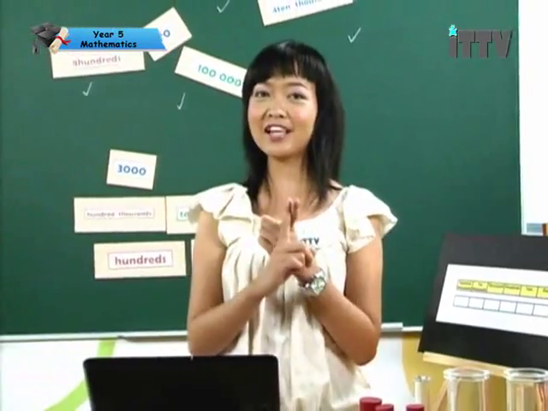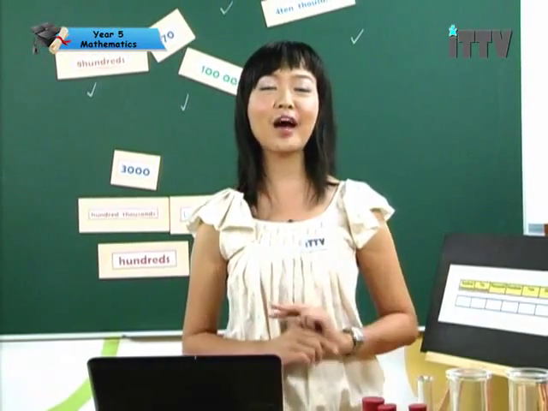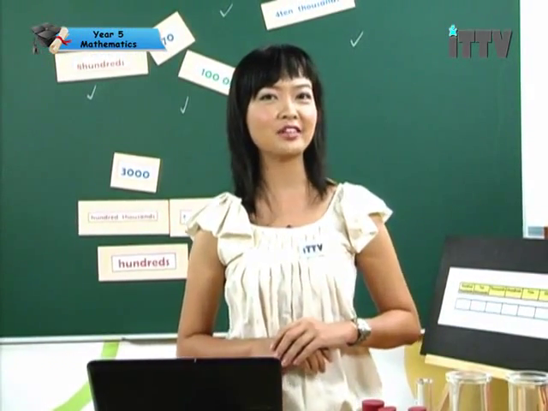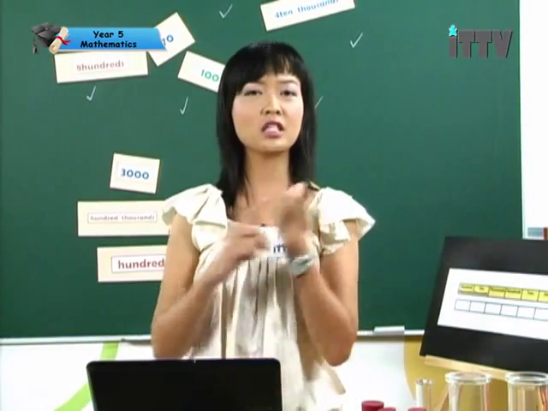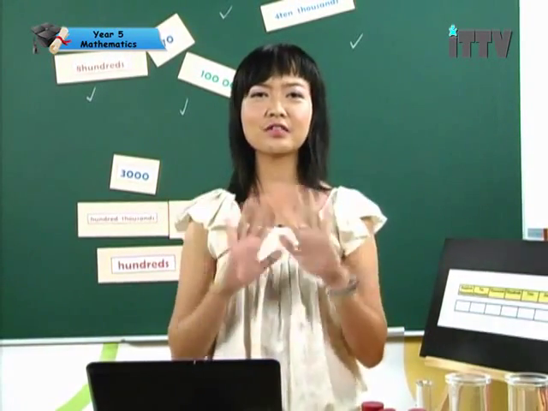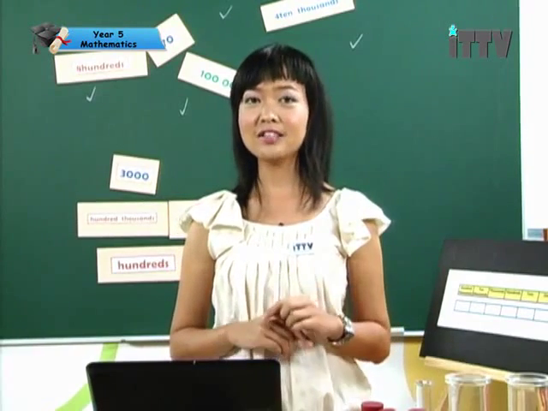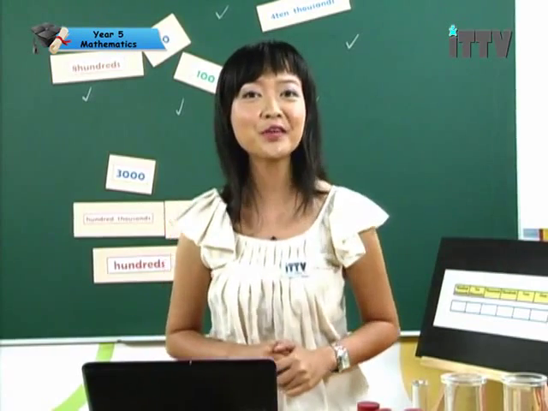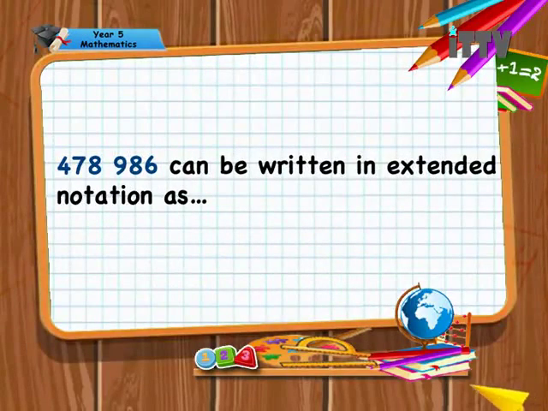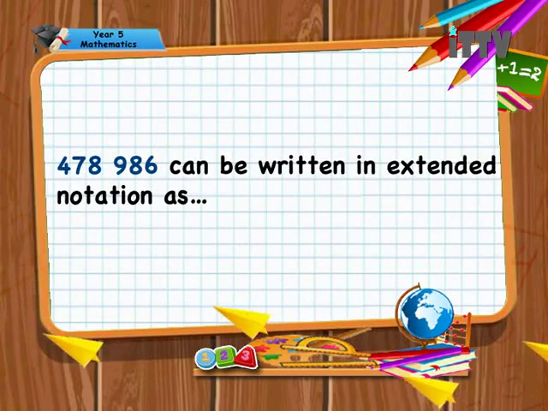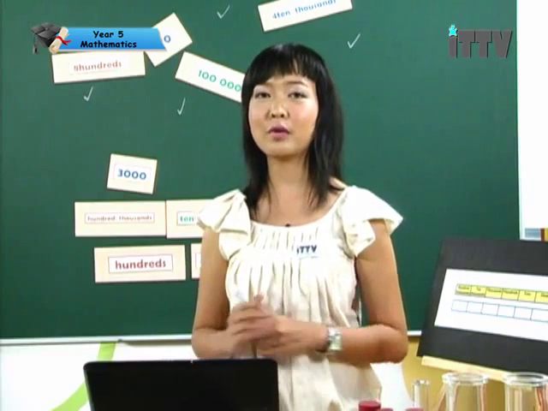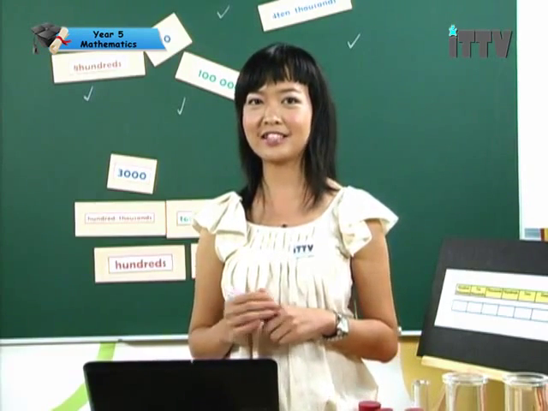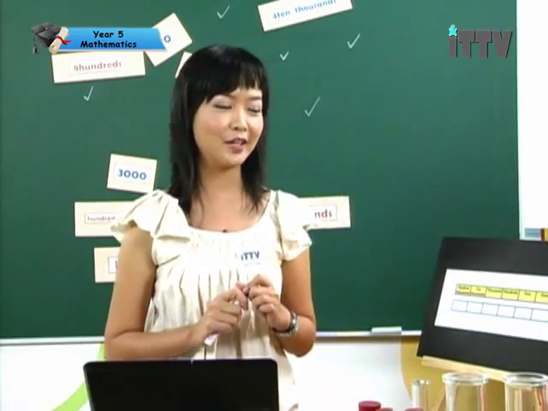By knowing the place value and the digit value, we can now write the number in extended notation. Sometimes you may come across the term decompose or partition. All these three mean the same. It means to break down the number according to its digit value. Let me show you an example. 478,986 can be written in extended notation as... Let's fill this number into a place value chart first. I have one prepared for you over here.